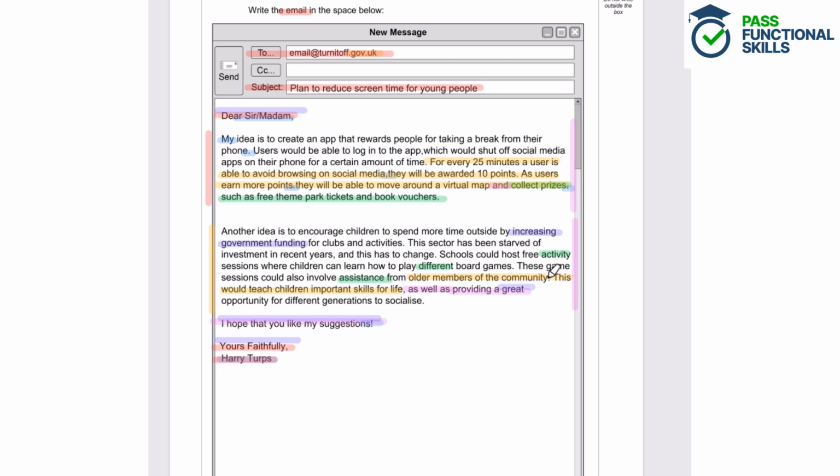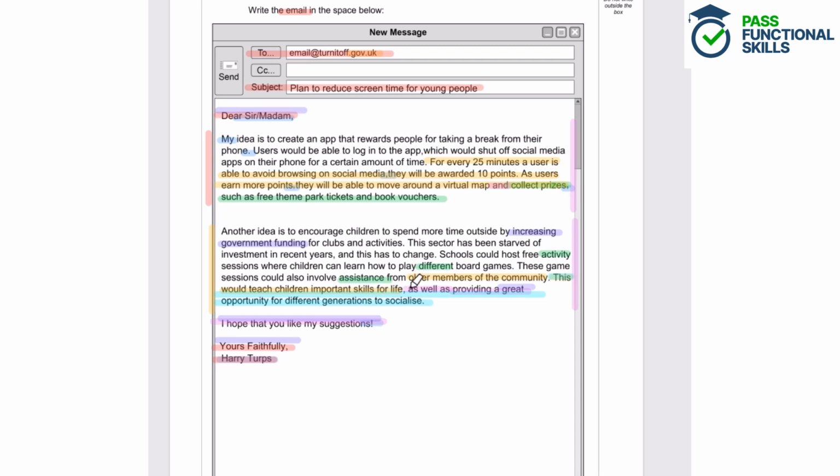If we look at this sentence here, this would teach children important skills for life as well as providing a great opportunity for different generations to socialise. We can see that multiple ideas have been included in this sentence. So we've linked to the previous sentence by saying this would, so these sessions with the older members of the community, this would teach children important skills for life. So we're explaining the impact of the sort of sessions that were mentioned in the previous sentence.